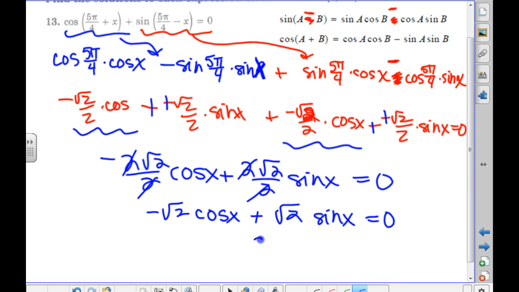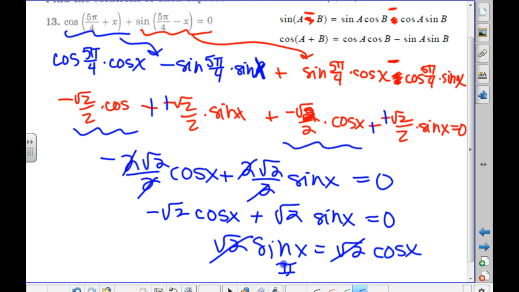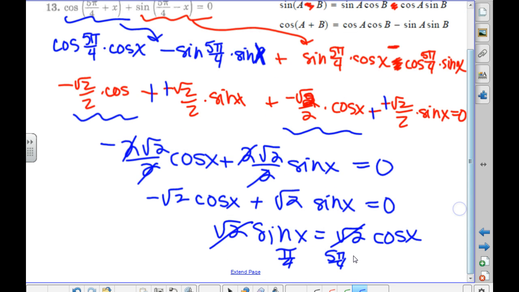If I move that over to the other side, what could I do? If I just divide that off, where are the sine and the cosine the same after all that garbage? Pi over 4 and, now, did it say 0 to 2 pi in the directions? Yep. Okay, so these are the two answers they were looking for.